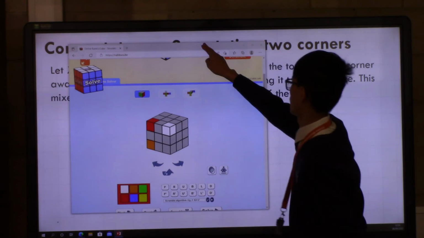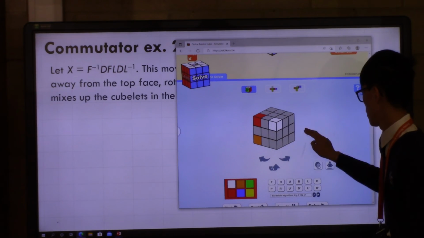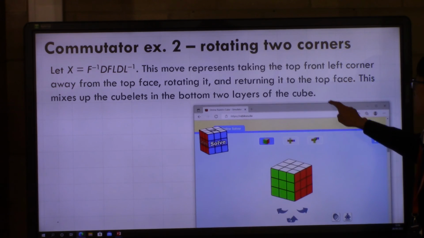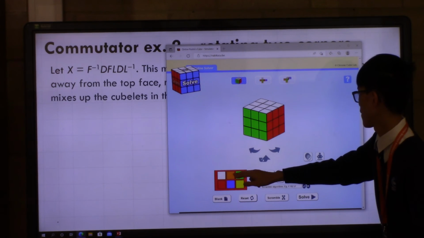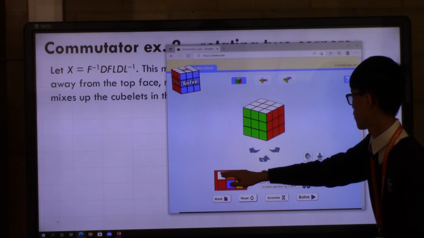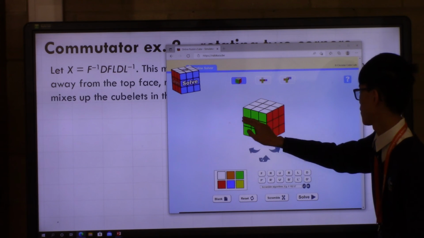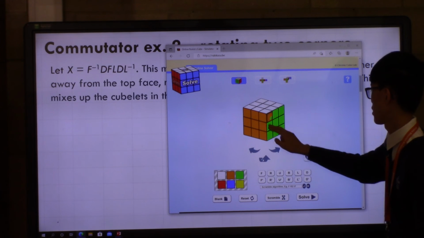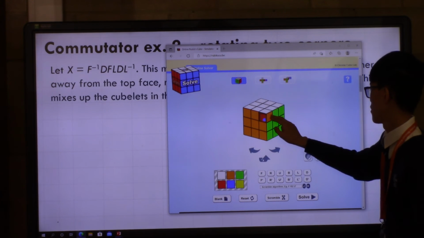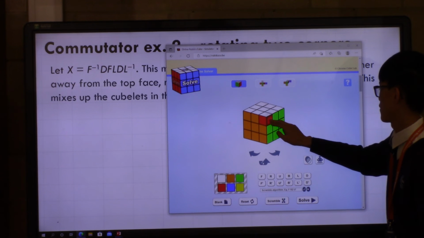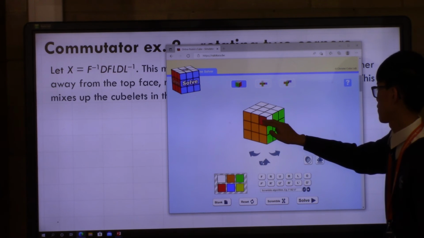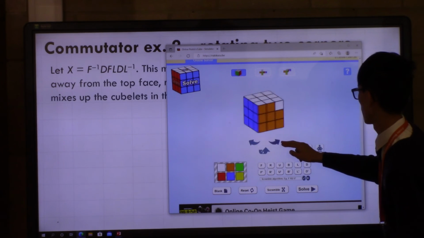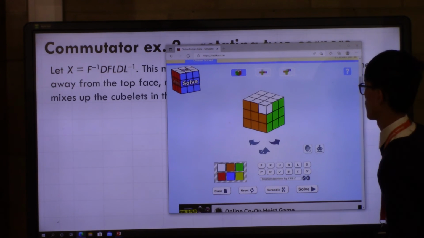Okay. So this move moves the top front left corner, this one here. We colour that. We colour it all white. Hopefully we'll be able to see it clearly when it comes up again. There you go. Okay.